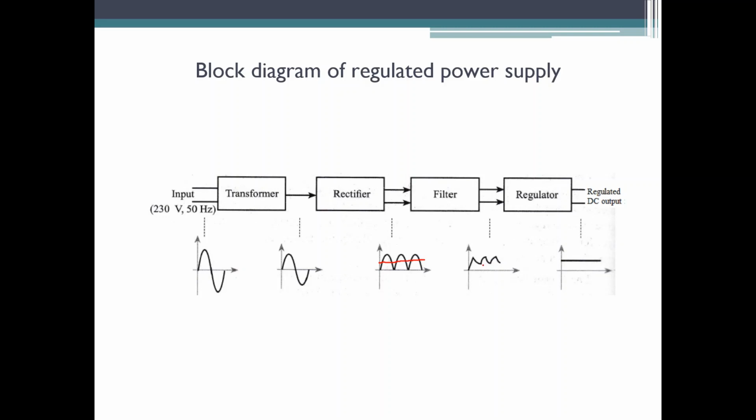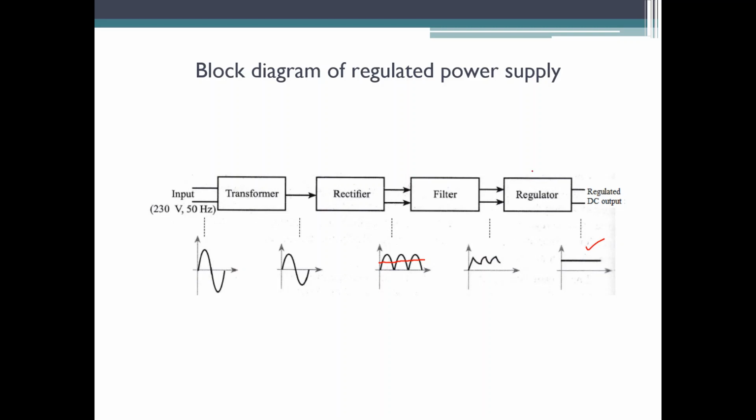This output of the filter is given to the voltage regulator, where the regulator converts the output of the filter, which has ripples and variations, to a regulated DC output. The output you can see here has no variations, which means the regulator regulates the voltage to the required DC level. There are multiple stages here, but basically my regulator plays the last role in making my DC voltage constant and smooth.